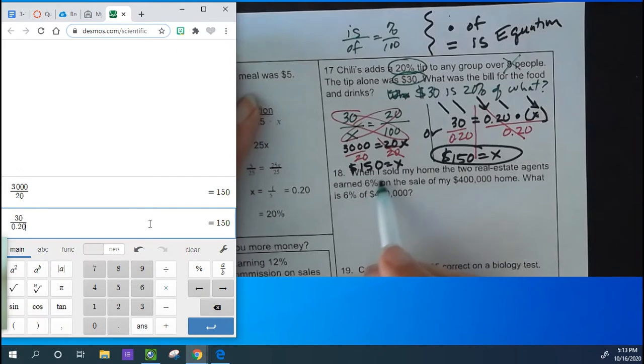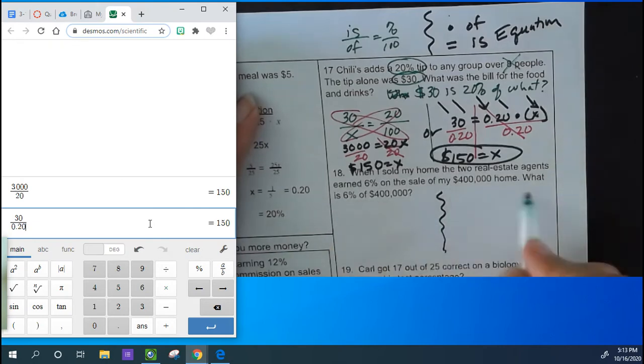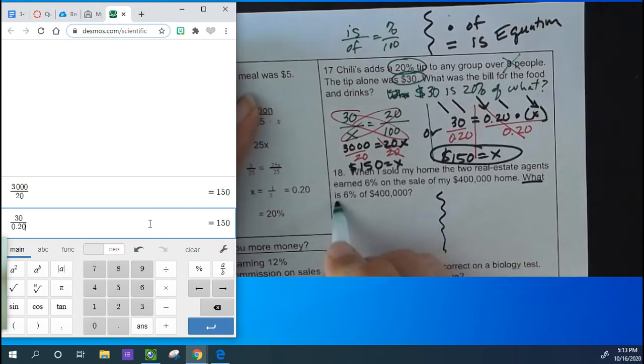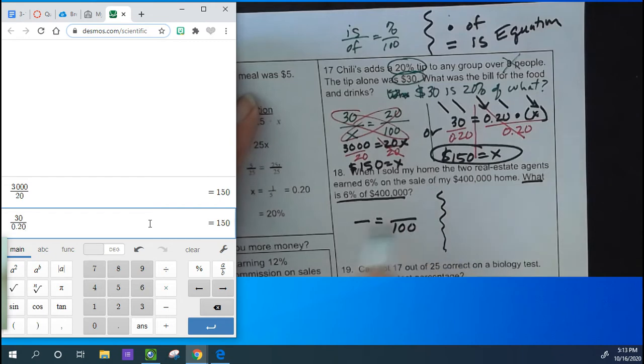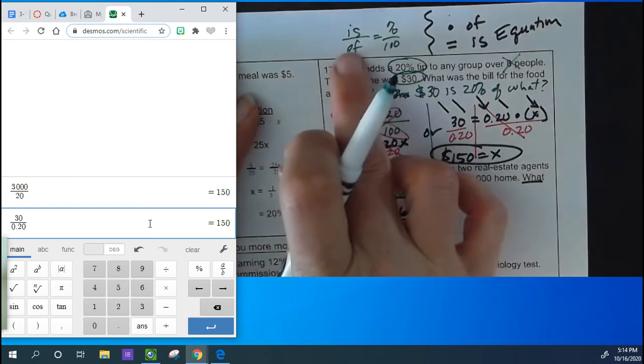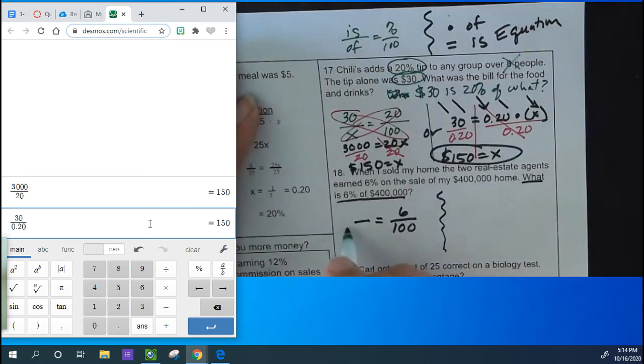When I sold my home, 2 real estate agents earned 6% on the sale of my $400,000 home. What is 6% of 400,000? I don't even have to do the implied question. It's there for me right away. So line up equal to line 100. This percent goes over 100. The 400,000 is the of. This would be the x.